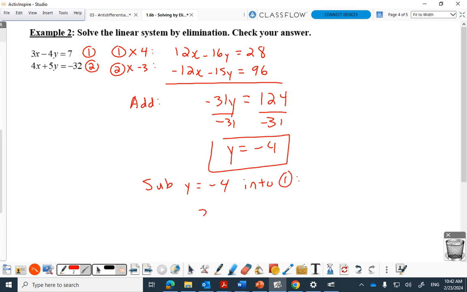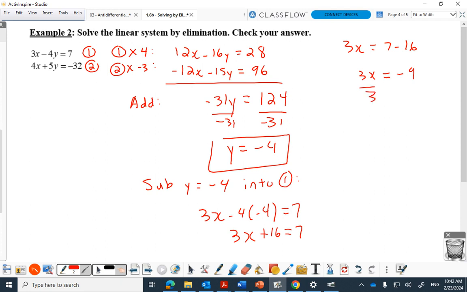3x minus 4 times negative 4 equals 7. 3x plus 16 equals 7. Bring the 16 over. And divide by the 3. It could be those steps are starting to become more automatic all the time. If not, if you're like, no, this is where I make my mistakes, don't rush that, Mr. Todd, that's where I have problems. I'm like, yeah, then do as many as you can till you get this practice down.